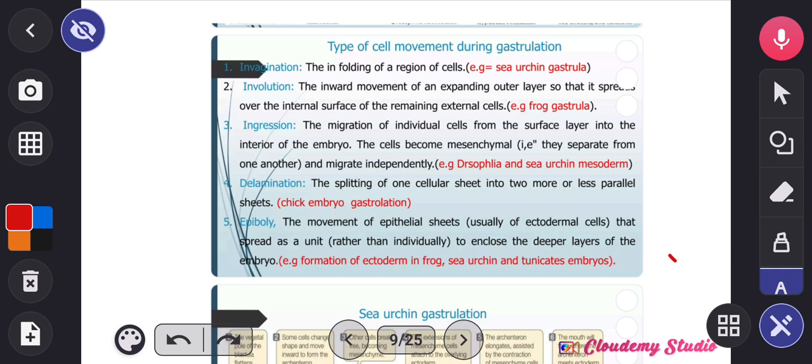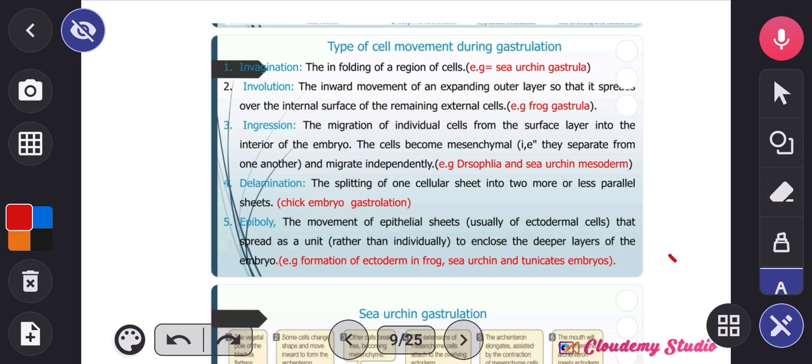You see, during invagination, there is no movement of cells. There will just be infolding. It's just like you bending a rod. Now, you see involution. Involution is movement of cells from one point to another, so that they will spread all over the surface of the blastula that we now call the gastrula.